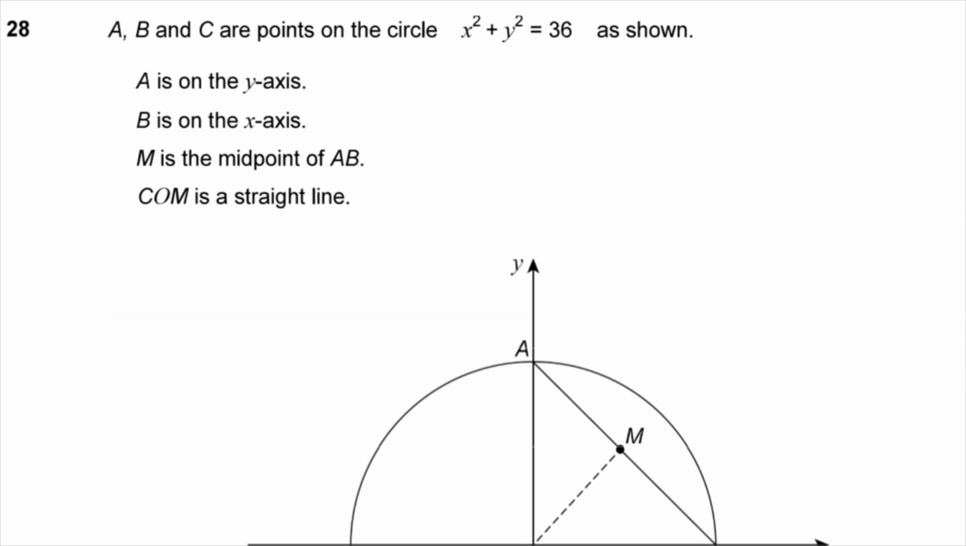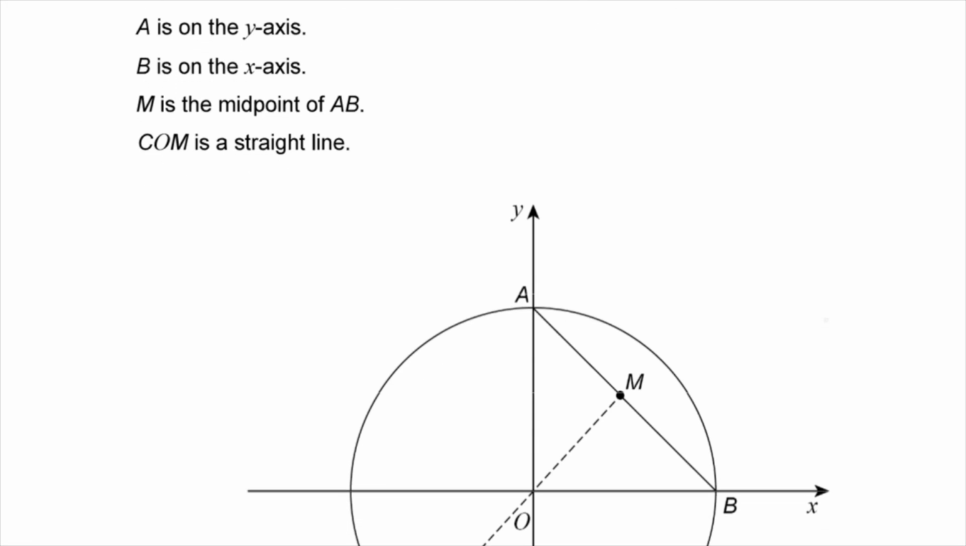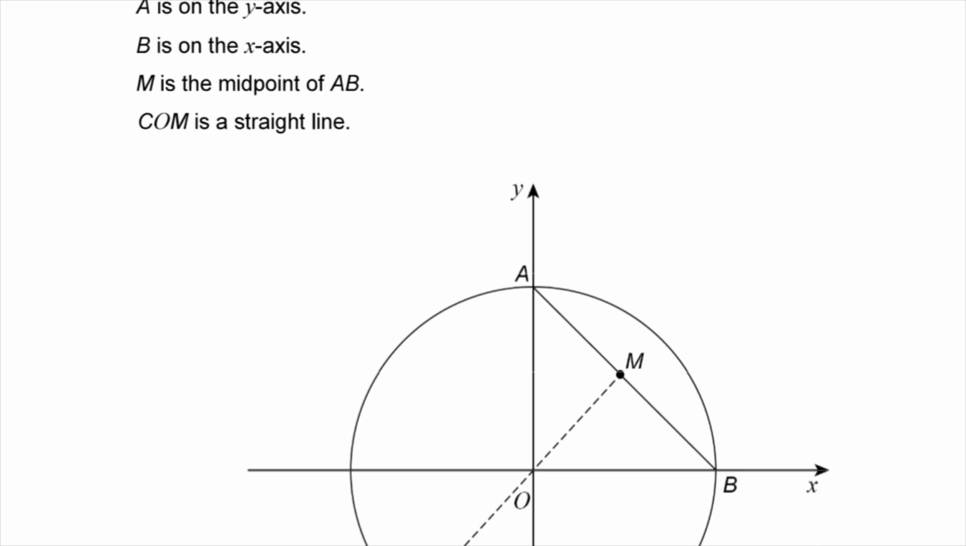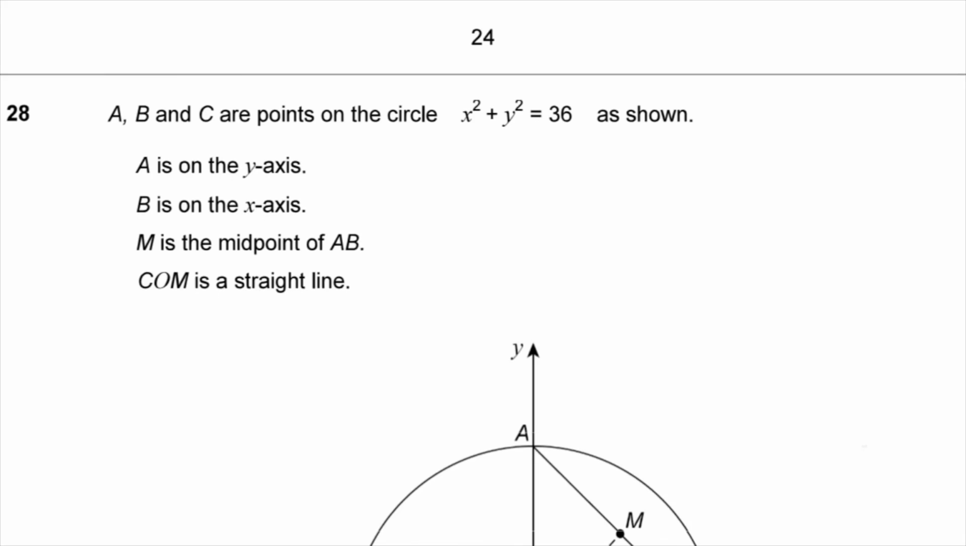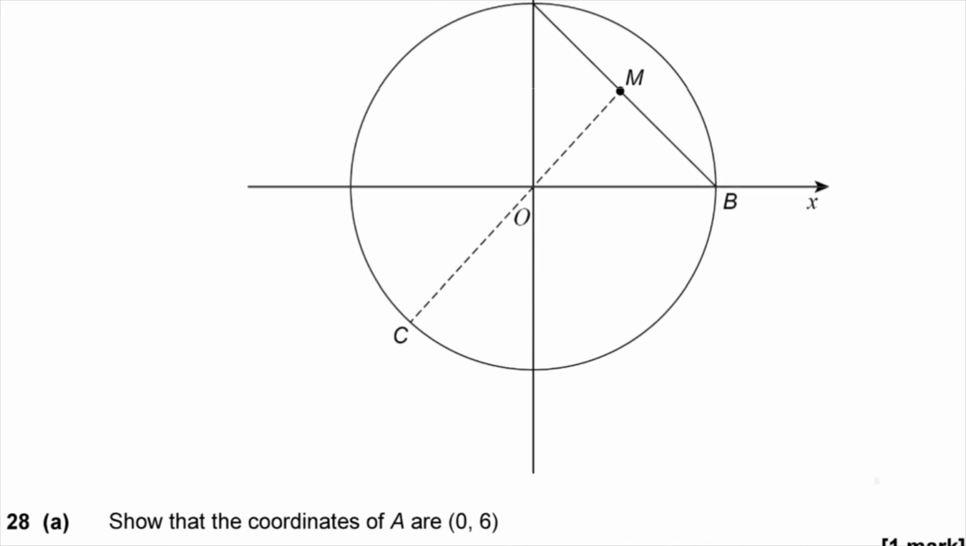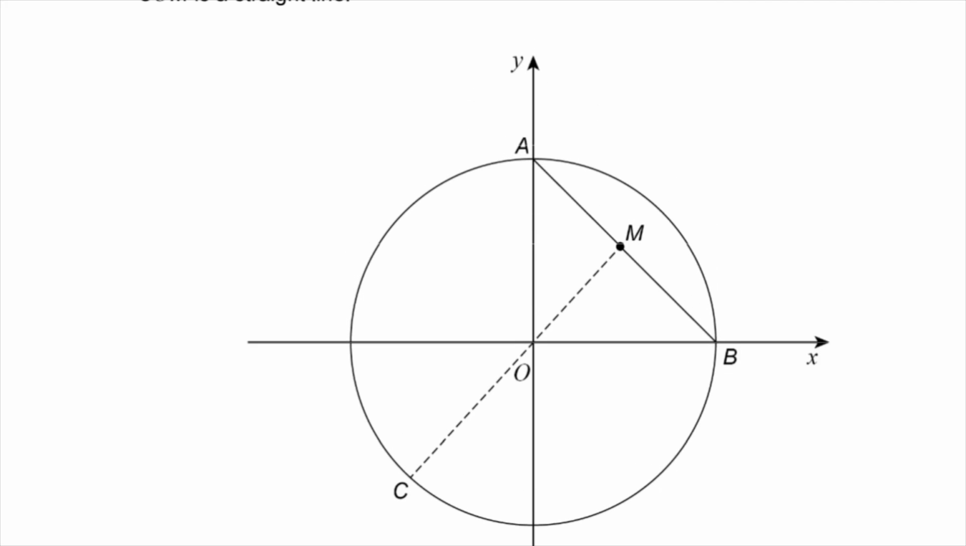Question 28. A, B and C are points on the circle x squared plus y squared equals 36 as shown. A is on the y-axis, B is on the x-axis, M is the midpoint of AB, and COM is a straight line. Okay, what do we need to do? We need to show that the coordinates of A are 0, 6. So we've got to find that coordinate there.